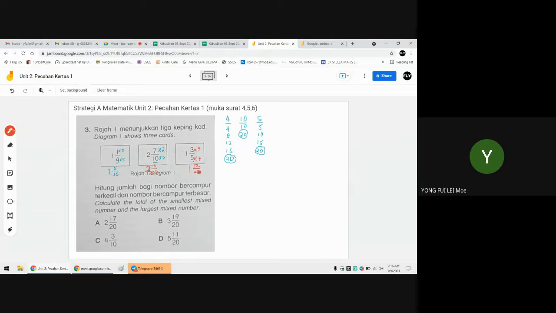So right now you can compare. They want smallest. Which one is the smallest? This is the smallest. Let's try another color. Which one is the biggest? The largest mixed number is, look at which number is bigger. This is 2, this is 1. So it means that this is bigger. So they want the total. So next is total.